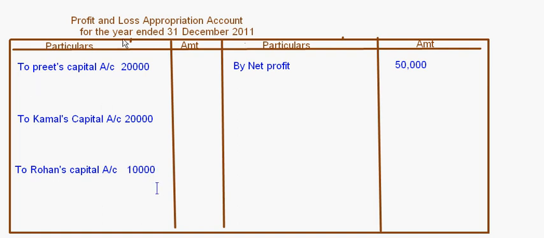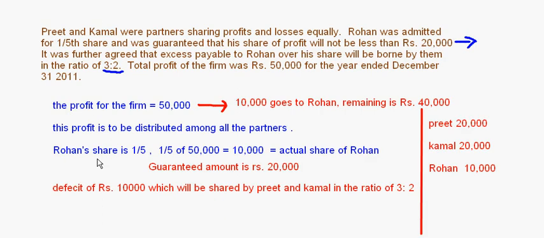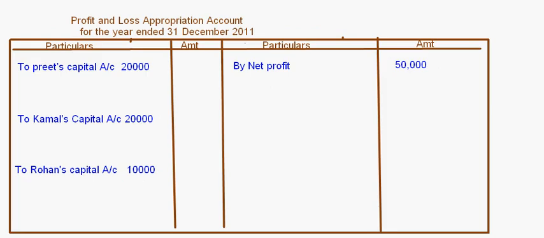Now we have to adjust that excess of rupees 10,000, that is the deficit of rupees 10,000, which will be shared by Preet and Kamal in the ratio of 3:2 here. Fine. So this has to be done now. Now see, this is 10,000 into 3 upon 5. How much will that be? 6,000.